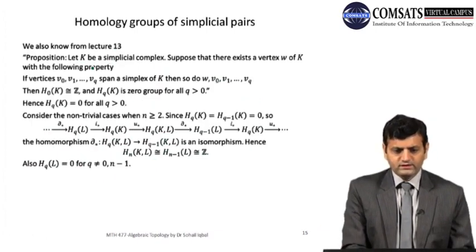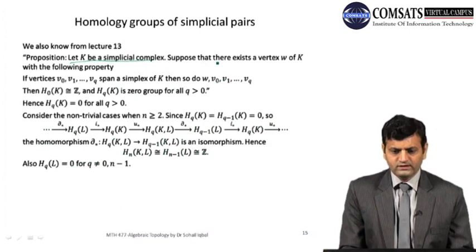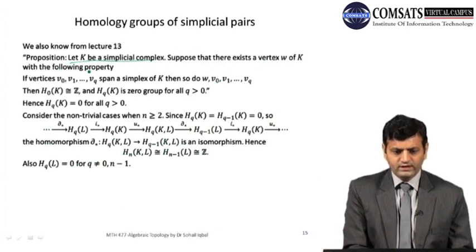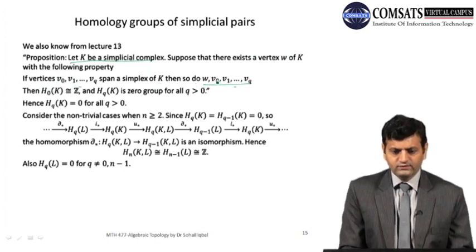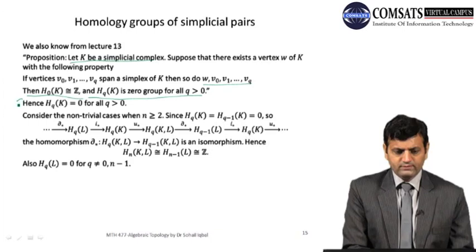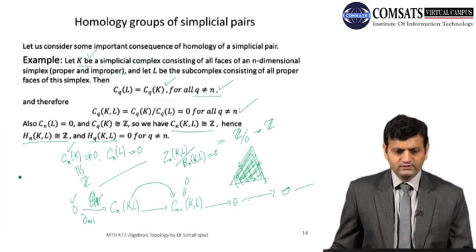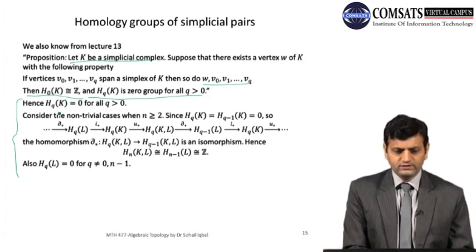Now we also know from lecture 13 that if K is a simplicial complex, and suppose that there exists a vertex w of K with the property that if vertices v0, v1, up to vq span a simplex of K, then so do w, v0, v1, up to vq, then this homology H0 is isomorphic to Z, and all the other homologies are 0 whenever q is greater than 0. So coming back to our example, K is a simplicial complex consisting of all faces of an n-dimensional simplex, proper and improper. So in this case we must have Hq(K) equal to 0 for all q greater than 0.